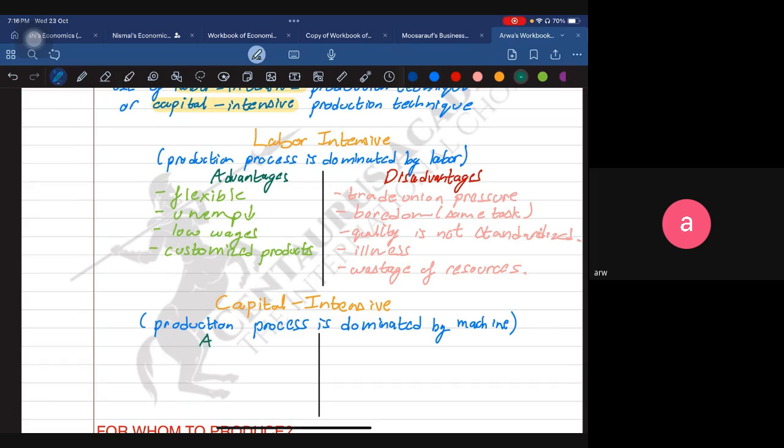So first, the advantages. Sir, the advantages will be that there will be a standardized product if you are to mass produce. Yes. And in this advantage that you have talked about, that there will be standardization if you have to mass produce, mass production itself is a feature of capital intensive production. Yes, sir. Right. What else? Mass production and quality standards are the same. Yes, sir.